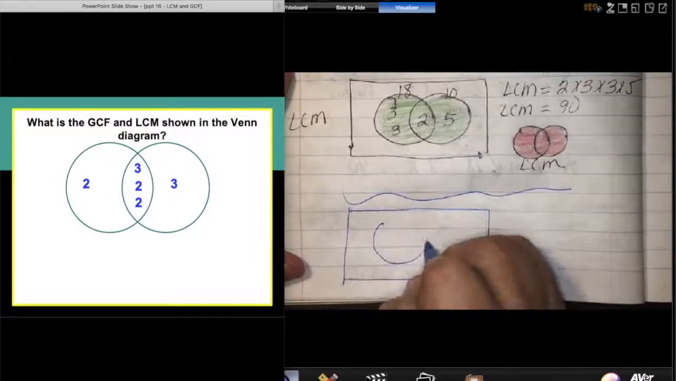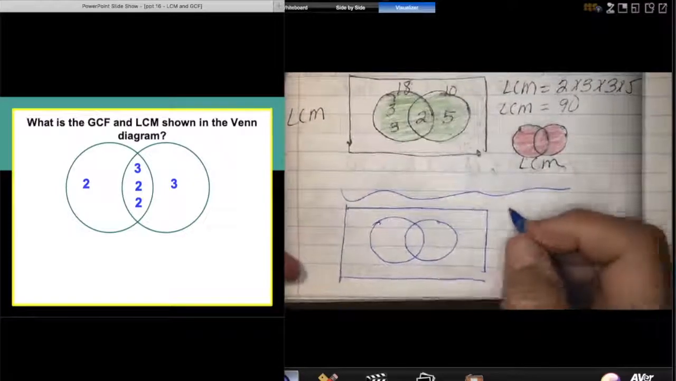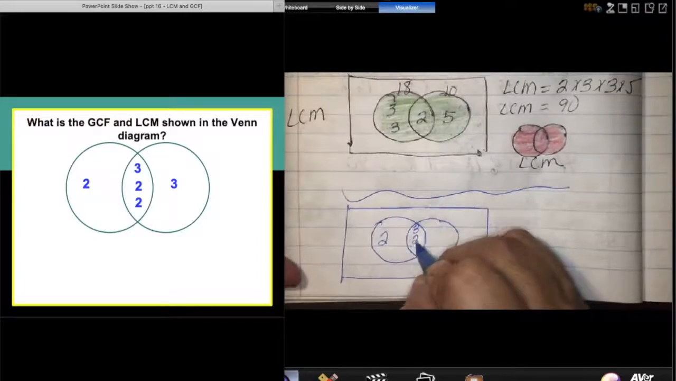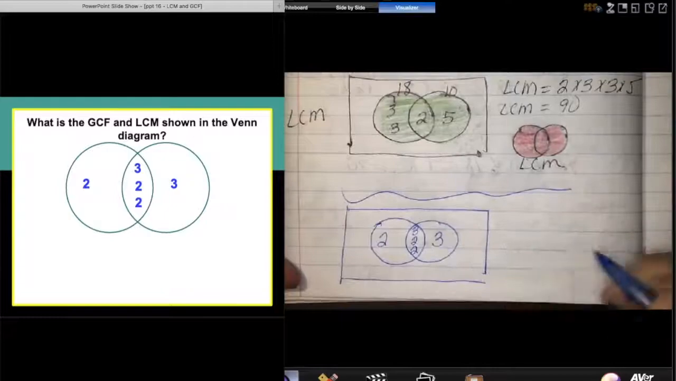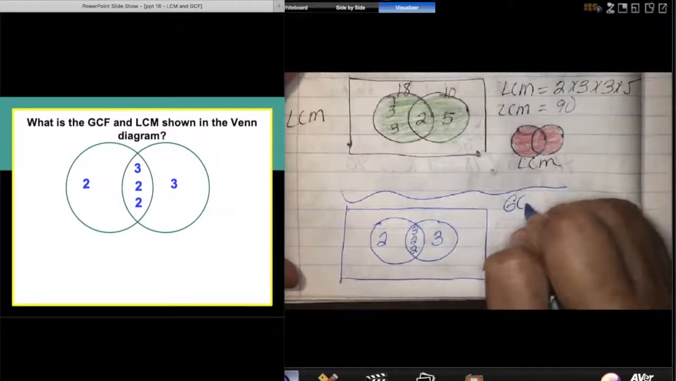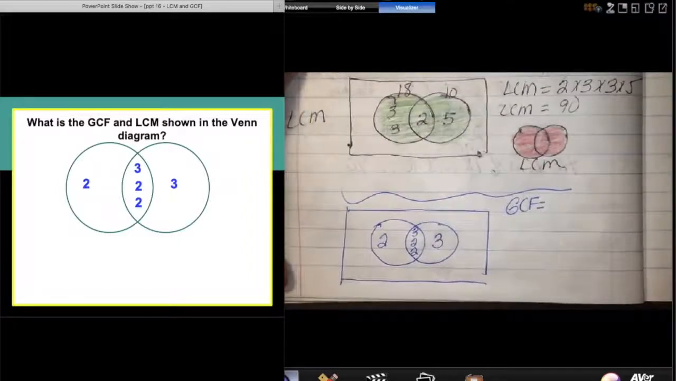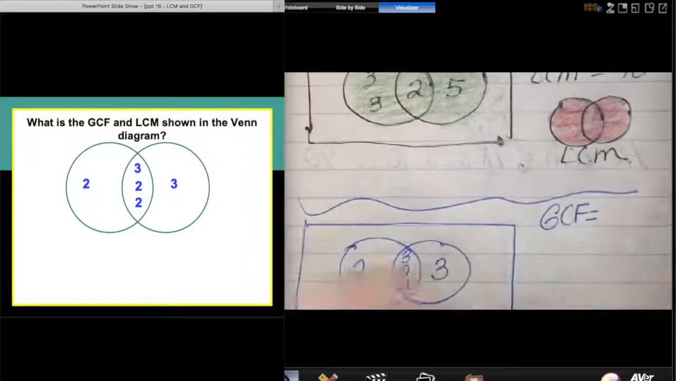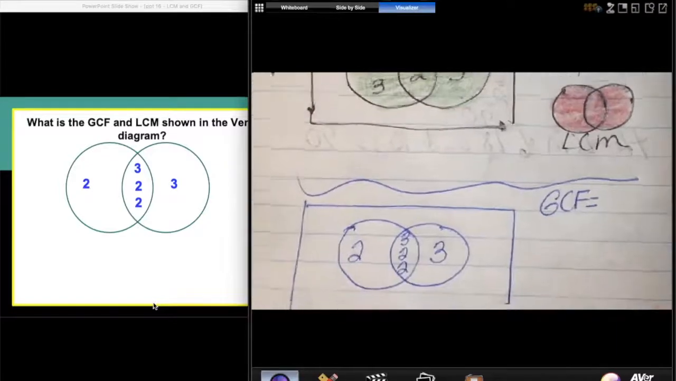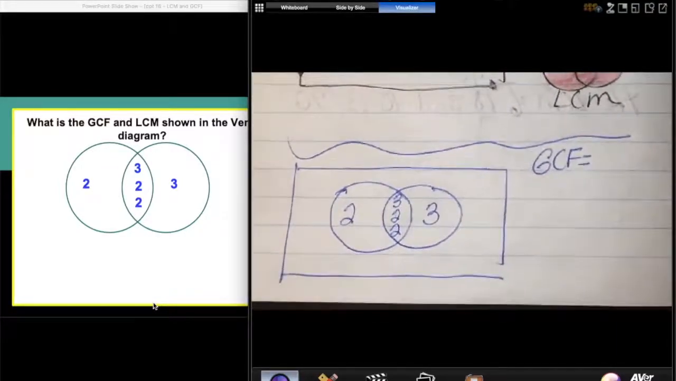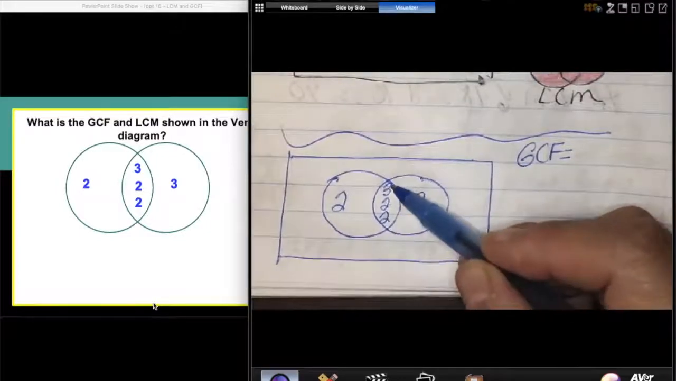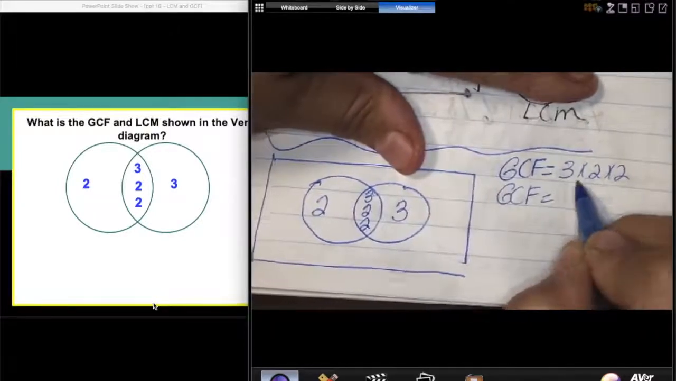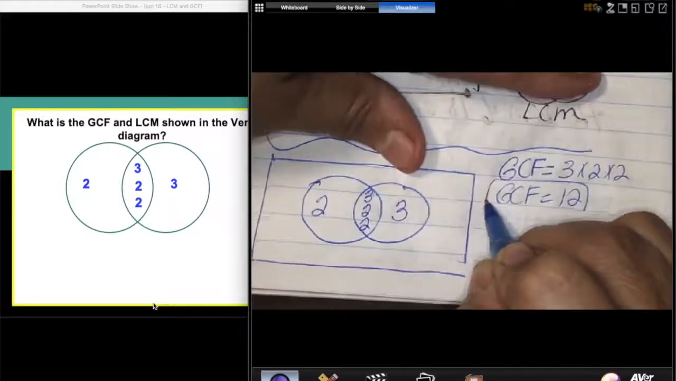So I'm going to draw my two intersecting circles. I don't know their values yet. I have a 2 in the center region. In the center region, I have 3, 2, 2, and on the right, I have a 3. If I'm looking for GCF, I'm only multiplying the region that's in the center. So the GCF is going to be 3 times 2 times 2, which is 3 times 2 is 6, times 2 is 12.